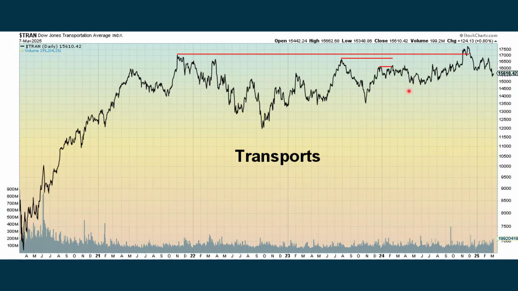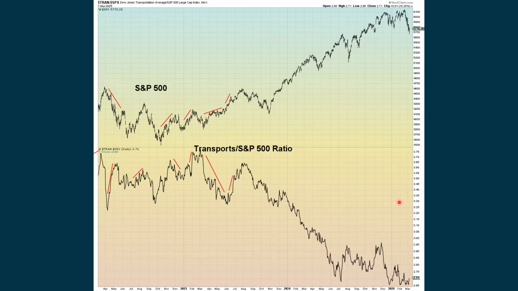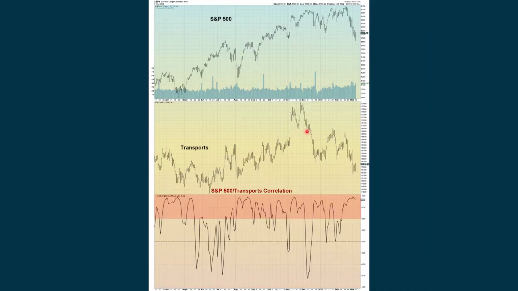And here's the transports by themselves. They pretty much have been sideways now for quite some time. We do a ratio between the transports and the S&P. Overall, it's been declining, but bouncing back up so far in March. Look at the correlation between the S&P and the transports, and it's still pretty strong.